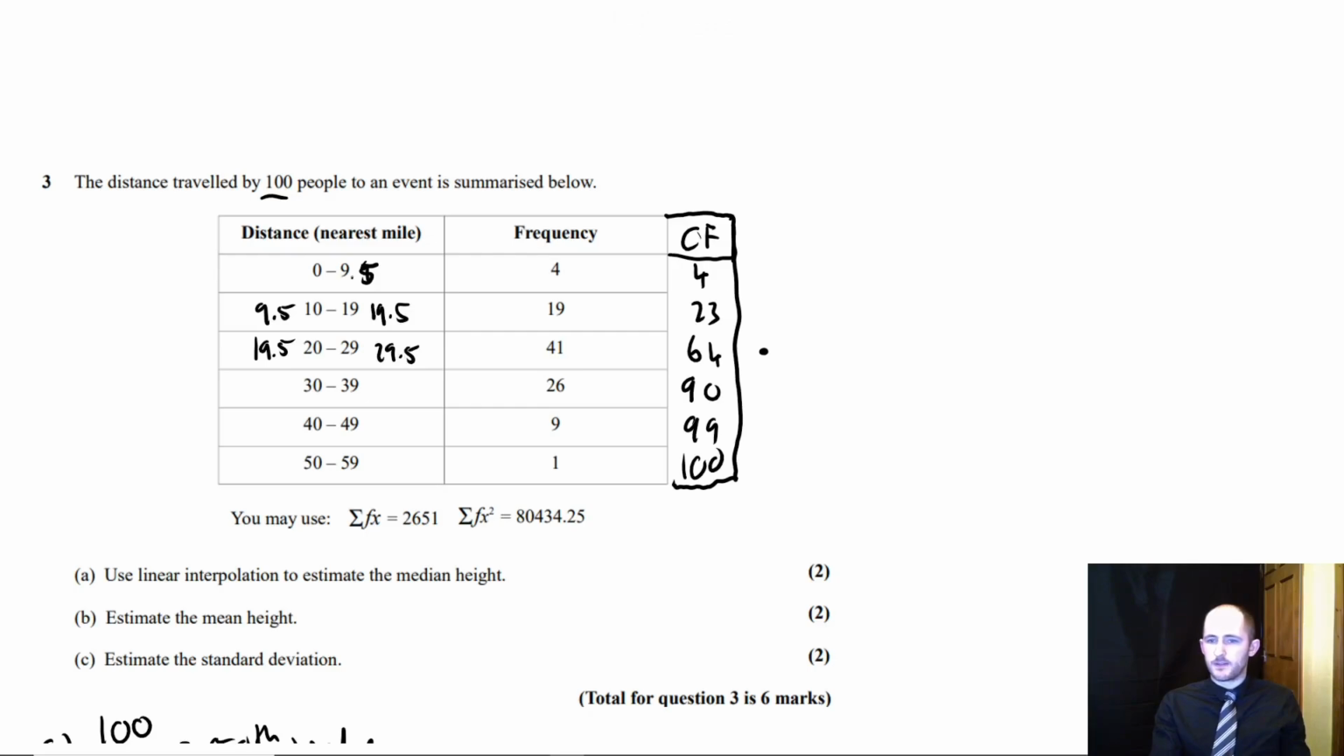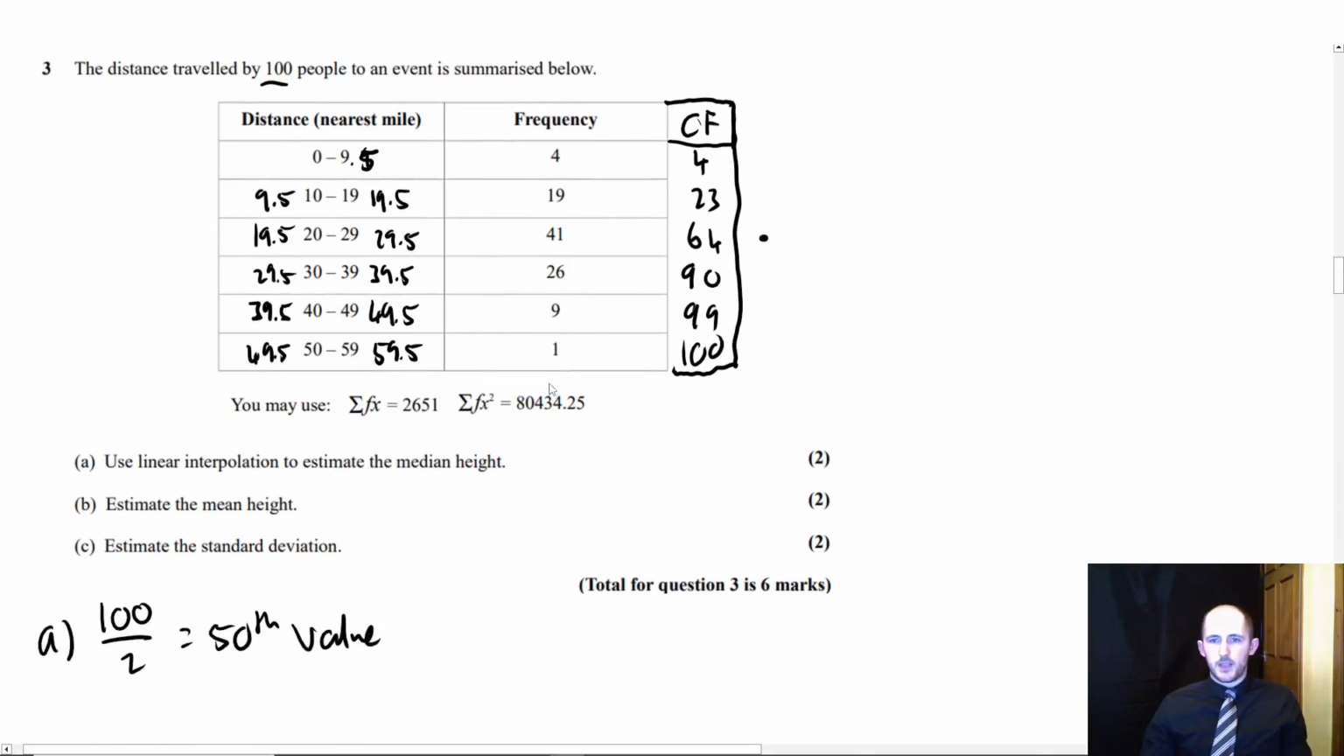So you always just take half away, add half. So these are our new class boundaries, okay? Class widths. Technically, you don't need to do this one, but I'm going to because it'll make our life a bit easier later on.